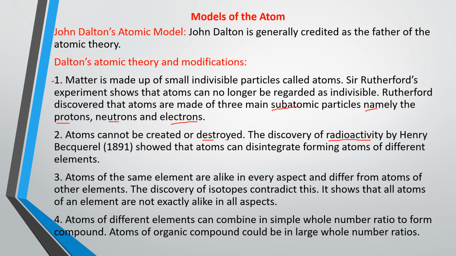Then the third postulation is that the atoms of the same element are alike in every aspect and differ from atoms of other elements. Now, the discovery of isotopes contradicted this. Isotopes show that all atoms of an element are not exactly alike in all aspects. So this is another modification to Dalton's atomic theory.